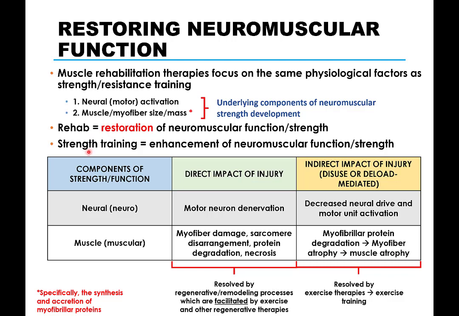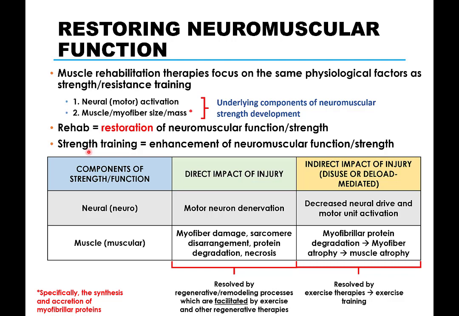But fundamentally, both target the same physiological factors that underpin strength development, and thus, muscle rehabilitation is at its core strength training or resistance training. It is, however, modified or adapted strength training, which is strength training modified for or adapted to an injured muscle.